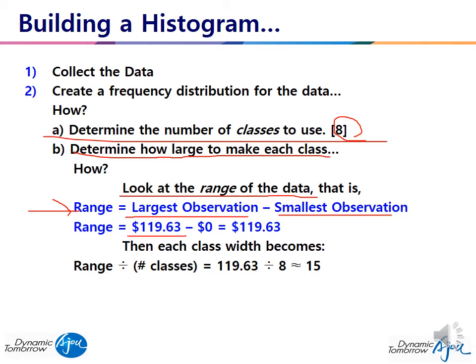In our observations, the largest number is 119.67 and the smallest observation is 0. So the range is 119.63. Then each class width becomes the range divided by the number of classes. The number of classes is 8 in our example. Range divided by number of classes is 15. That's why we have 8 classes and a class width of 15 in the previous example.